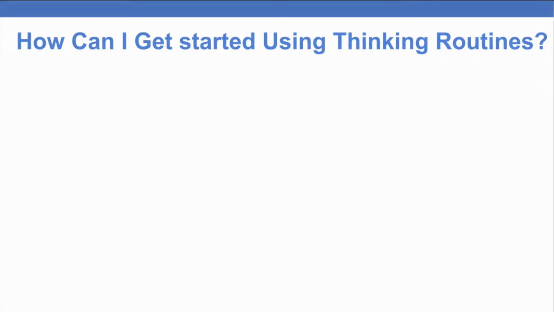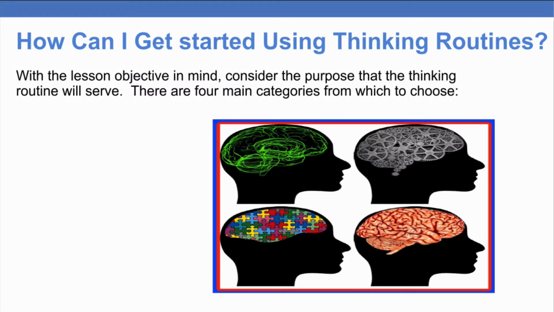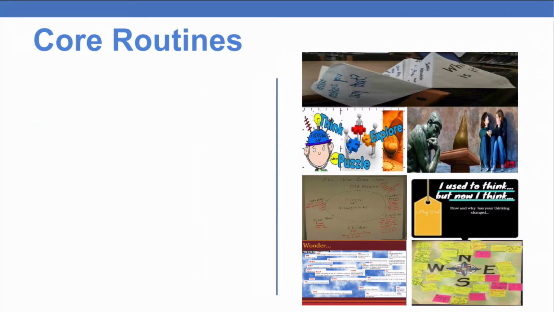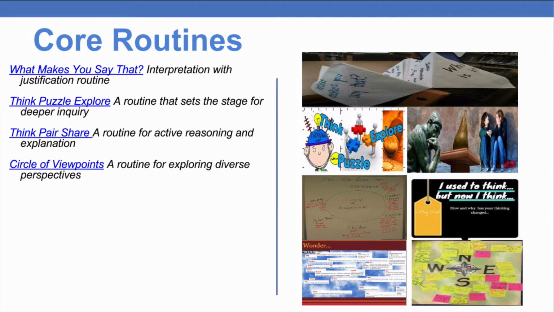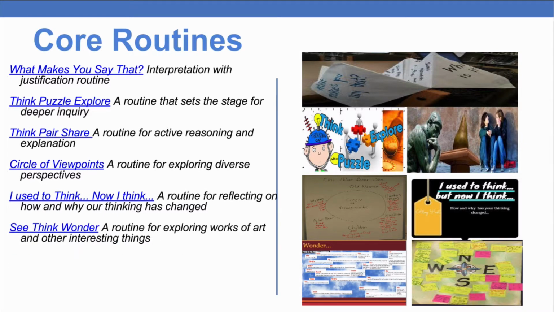With the lesson objective in mind, consider the purpose that the thinking routine will serve. There are four main categories from which to choose: core routines, fairness routines, truth routines, and creativity routines. The core routines are a set of 7 or so routines that target different types of thinking from across the modules. These routines are easy to get started with and are commonly found in Visible Thinking Teachers' Toolkits. Try getting started with one of these routines.